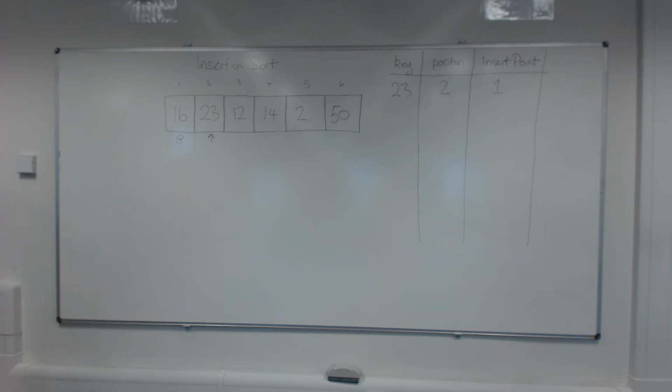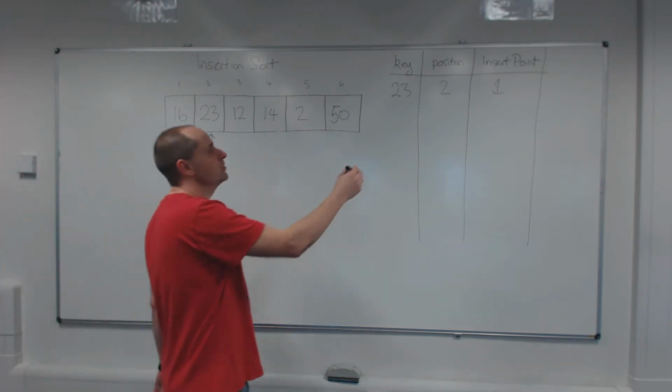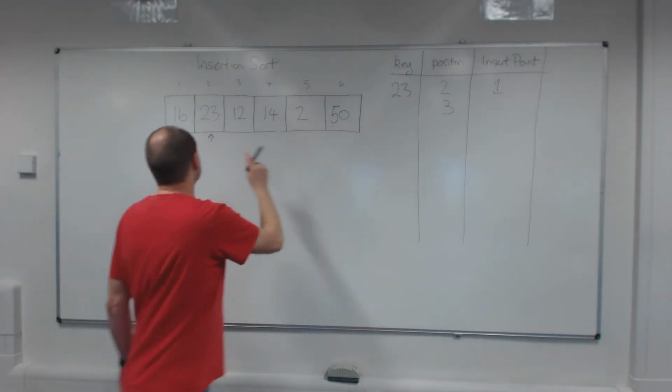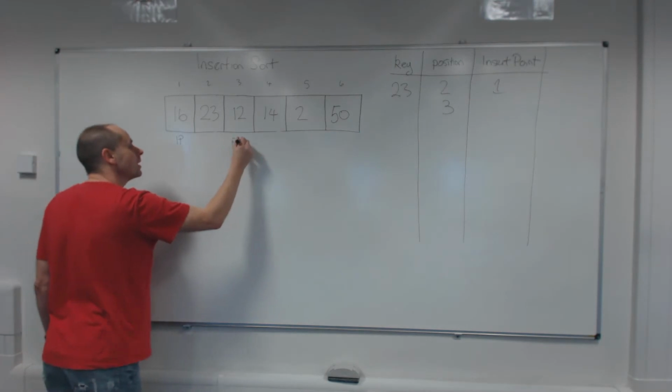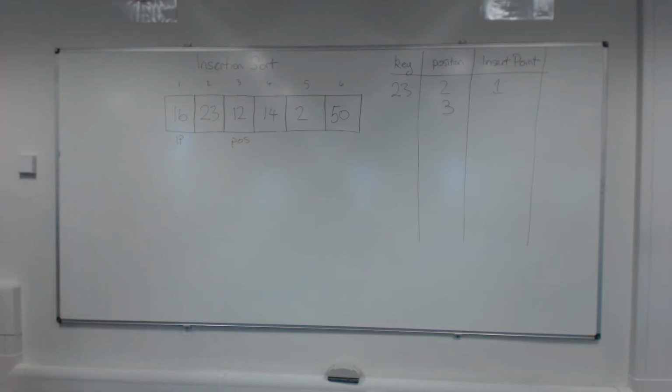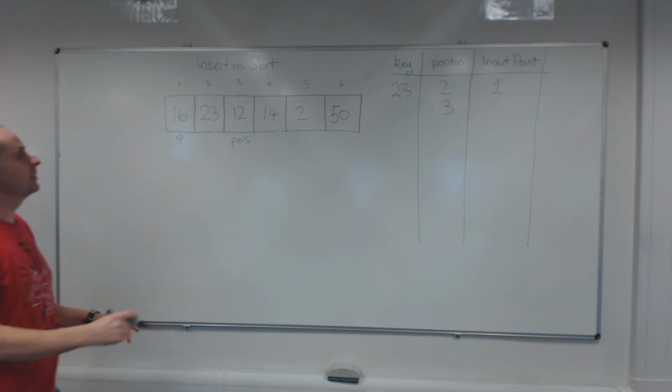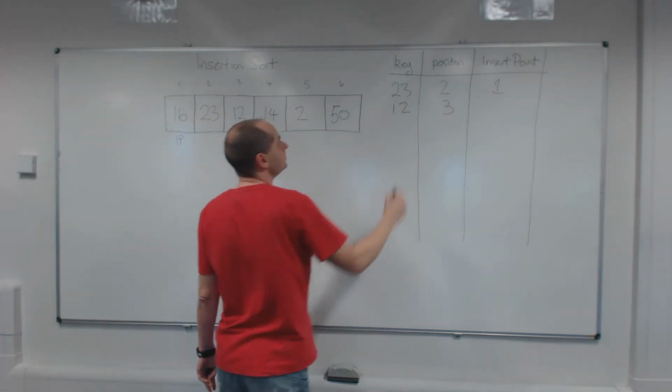We say, fair enough, they're in order, so we'll move to the next position. So we add 1 to position. And we grab hold of the key value there. The key value this time is 12.